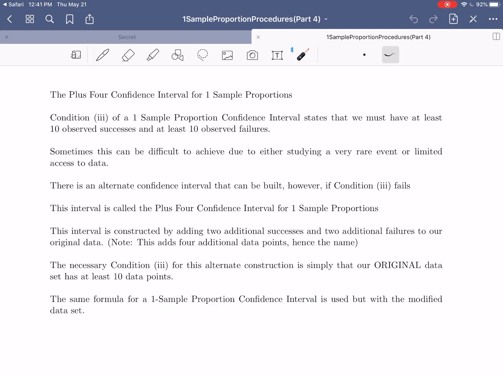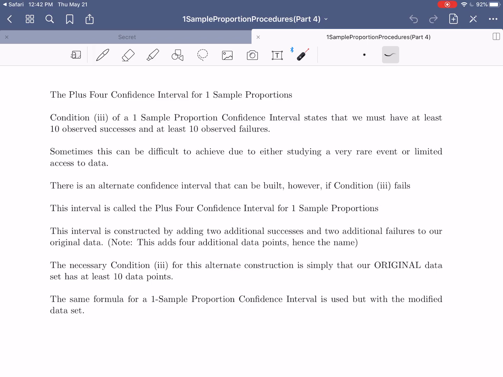If we think back to what we've been discussing, condition 3 of a 1-sample proportion confidence interval states that we must have at least 10 observed successes and at least 10 observed failures. And so far in our examples, that's never been an issue. But sometimes this can be difficult to achieve, either because you're studying a very rare event or you have limited access to your data. It doesn't necessarily sound like 10 observed successes and 10 observed failures is very challenging to achieve, but consider that you're studying a very rare event.